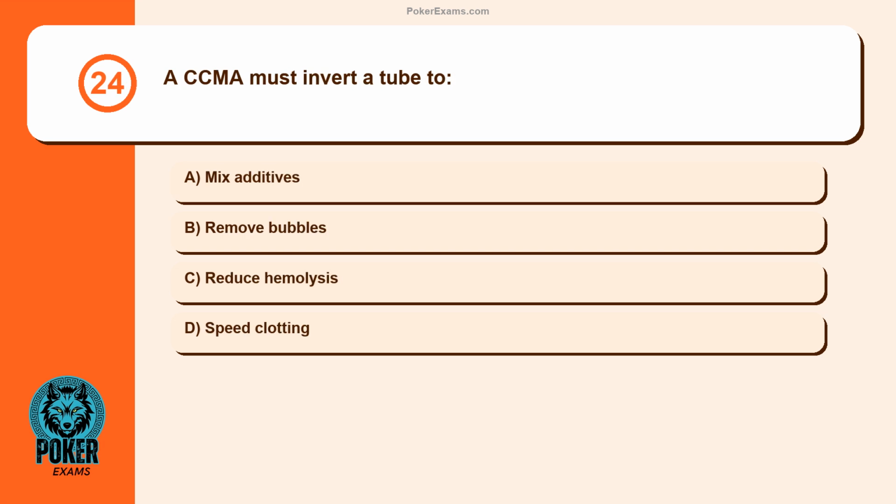Question 24. A CCMA must invert a tube to mix additives, remove bubbles, reduce hemolysis, speed clotting.